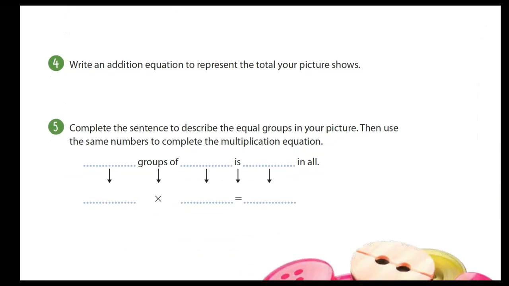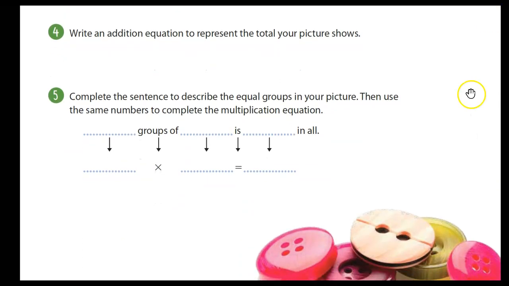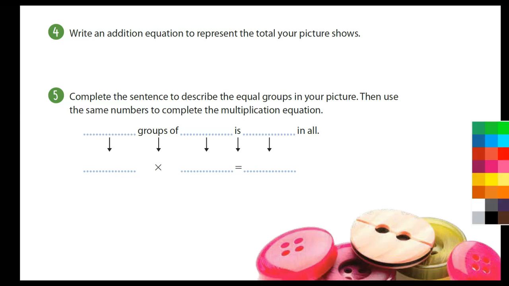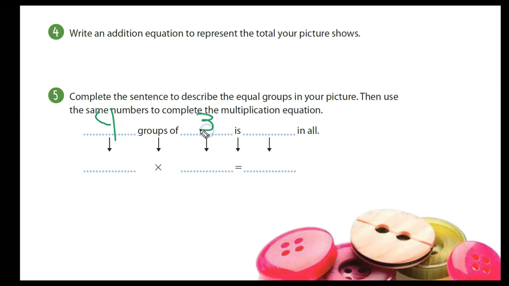Then it says complete the sentence below. Okay. So how many groups did it ask me to make? 4. Go back to number 3. How many groups did it ask me to make? 4 of them. How many in each group? 3. And what was the total? 12. So 4 times 3 equals 12.